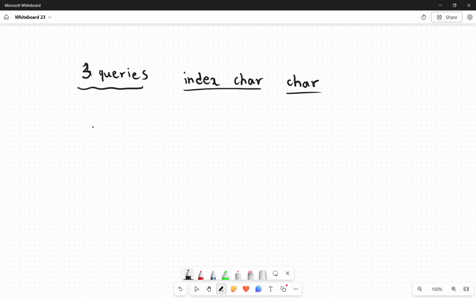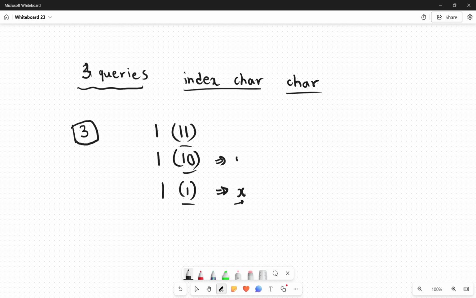See, what they say is that you have to make three queries. The first query should be 1 and the string 11. The second query should be 1 and the string 10. And in the third query your string should be 1. Suppose the jury interacts and gives the integer x for the first, y for the second, and z for the third.